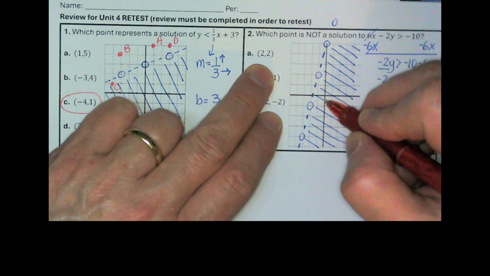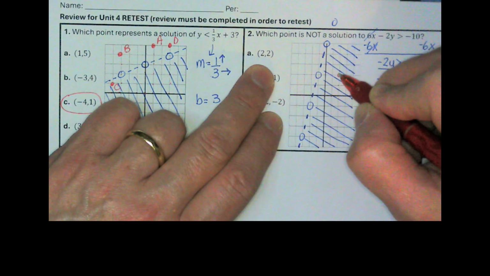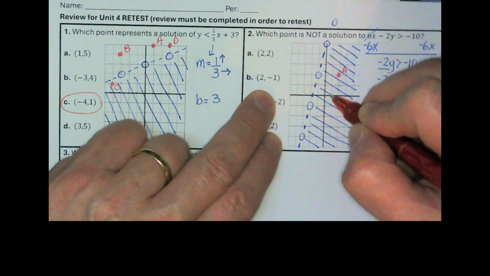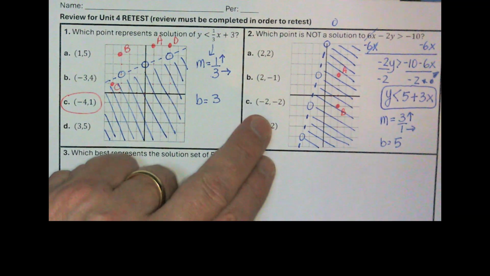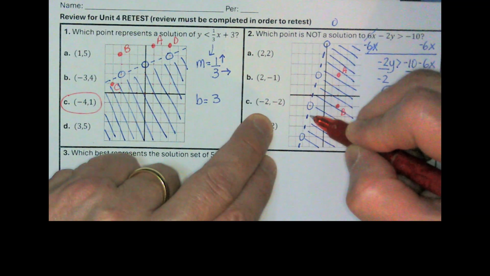So first point is (2, 2). So 1, 2, 1, 2. That's point A. Then the next one is (2, 1). So 1, 2, down 1. That's point B. Next point is going to be negative 2, 1, 2, 1, 2, down.